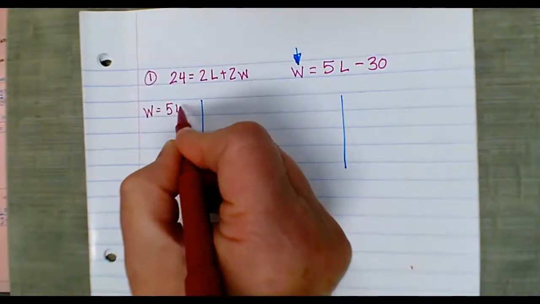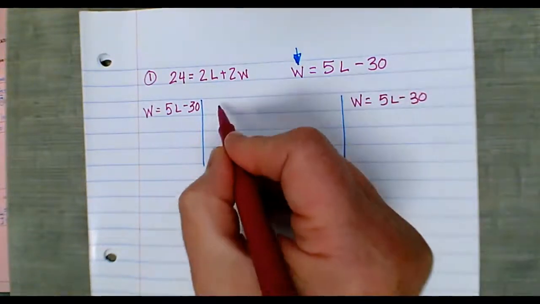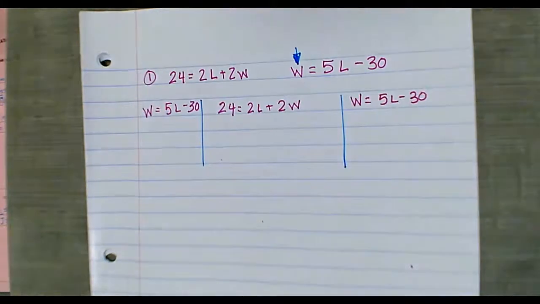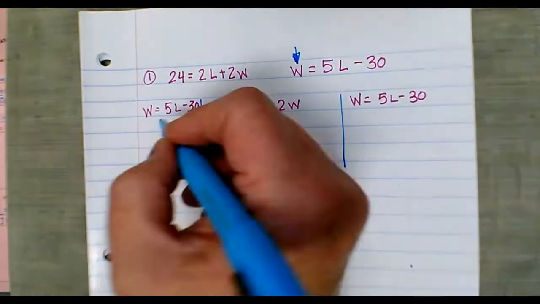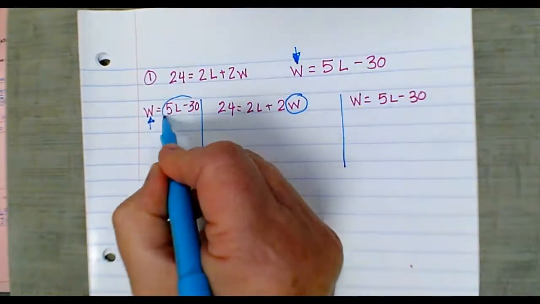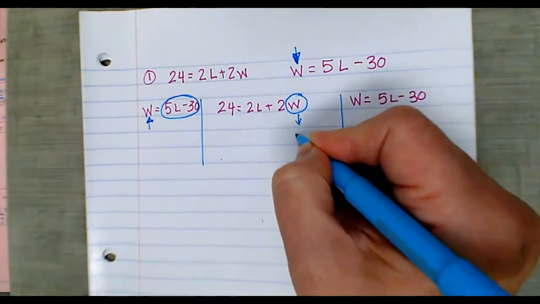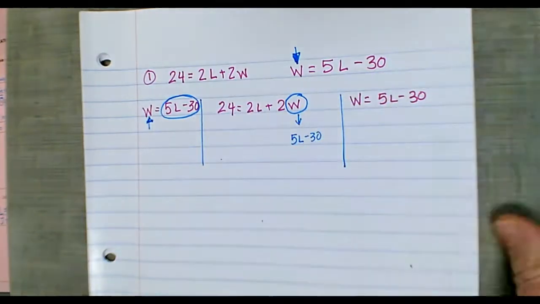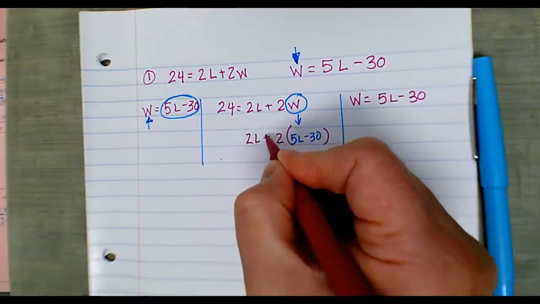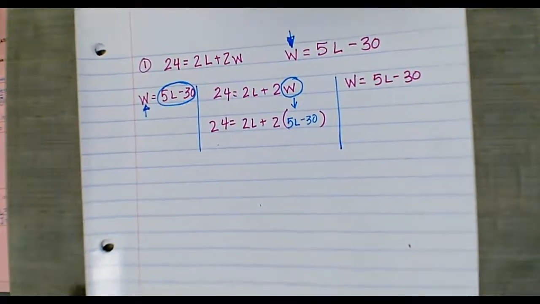And so this is going to be the first and the last, and this one will go in the middle. And this one is already solved for W, so in place of this W, I'm going to put this part right here that's equal to W. And then I am going to solve it for L.